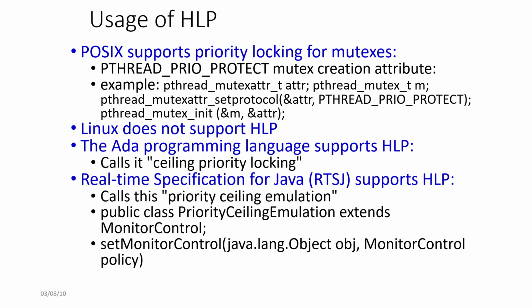Usage of HLP priority locking is supported in the POSIX thread API, but Linux doesn't support it. The old Ada programming language used to support it, but again that is too obsolete now. The real-time specification for Java supports HLP. It's known as priority ceiling emulation, which is a subclass of the class called monitor control.